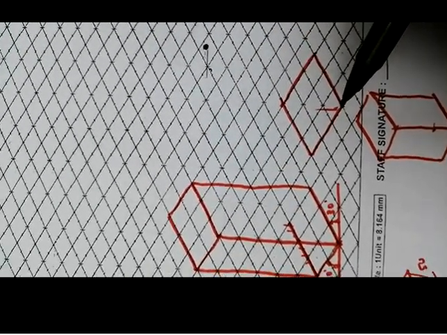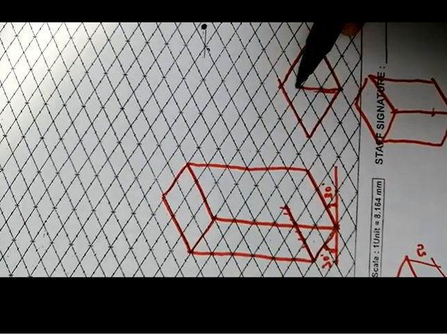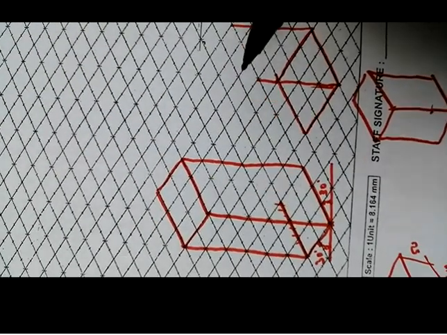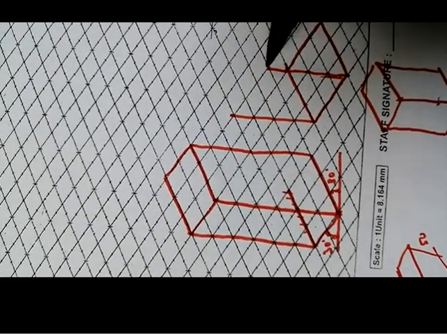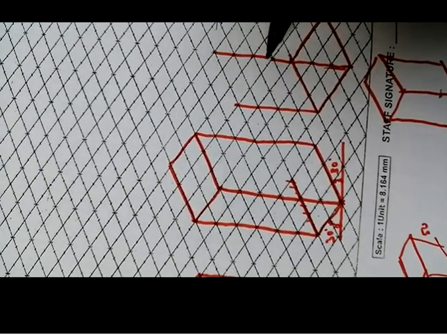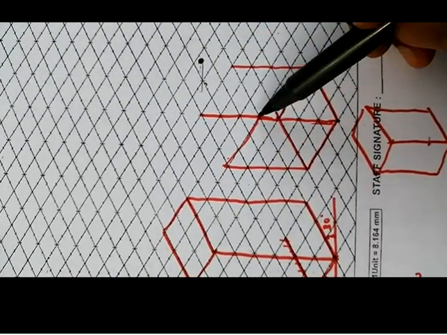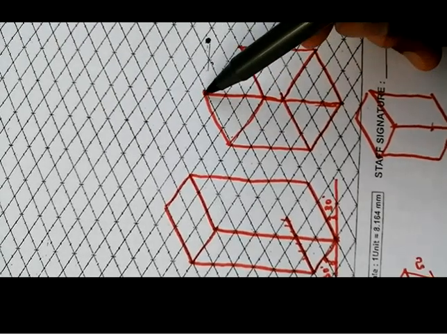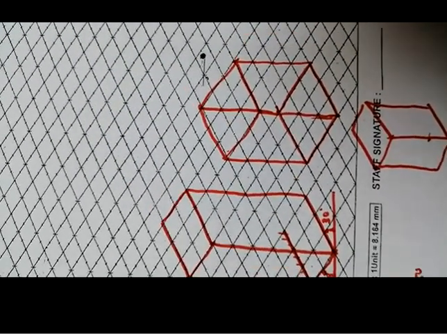Height is 40. So from this corner I will start 10, 20, 30, 40. And from here 10, 20, 30, 40. 10, 20, 30, 40. And from here 10, 20, 30, 40. Connect the top face. So that completes the square prism of base dimension 30 by 30 and height 40 mm.